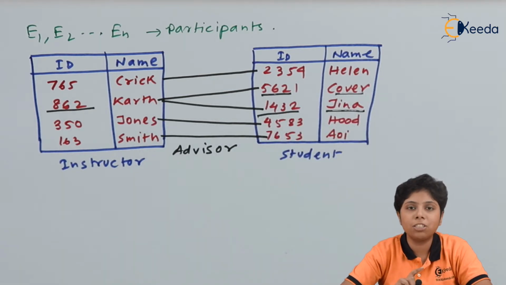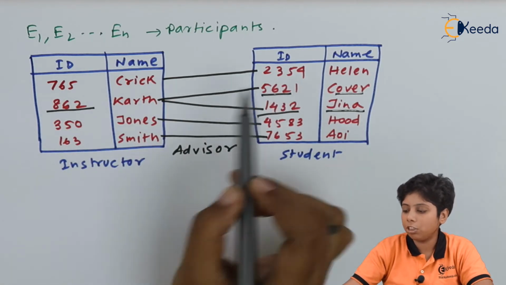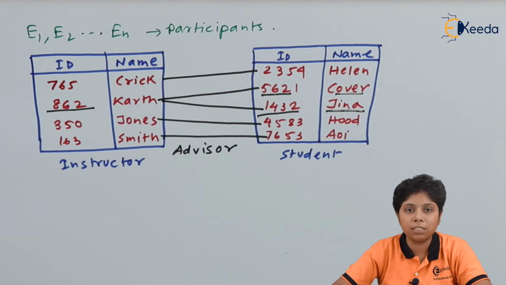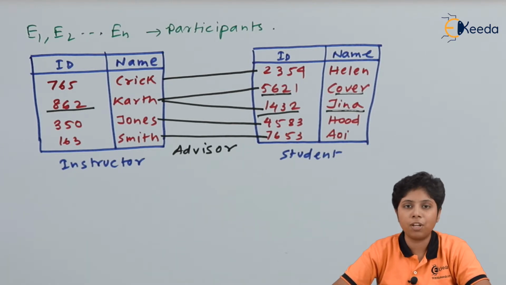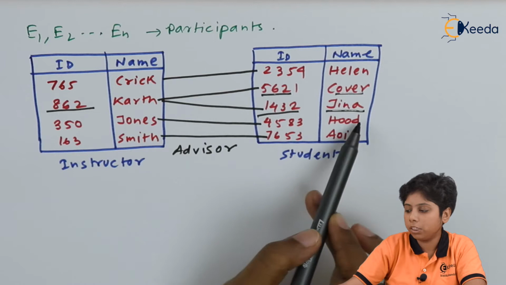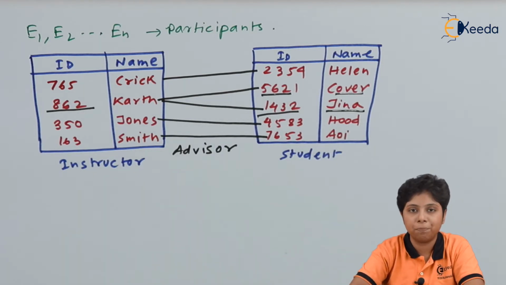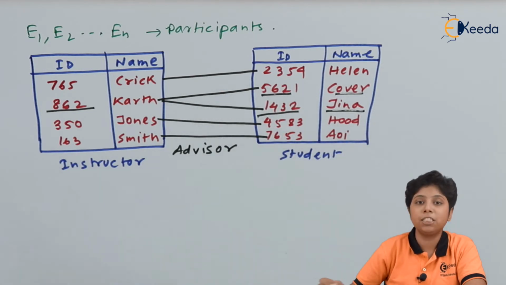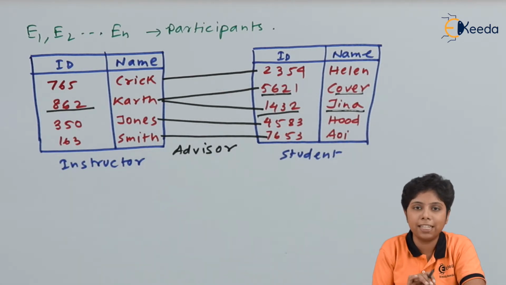Now see that a relationship instance can have more than one tuple or piece of information. The first one is a single relationship between Creek and Helen. But it is always considered an instance even if it has two or more pieces of information. That is Karth being an advisor to Cover and also Karth being an advisor to Gina. So in this way we are dealing with the instance, not looking at whether we have a single instance or multiple instances.